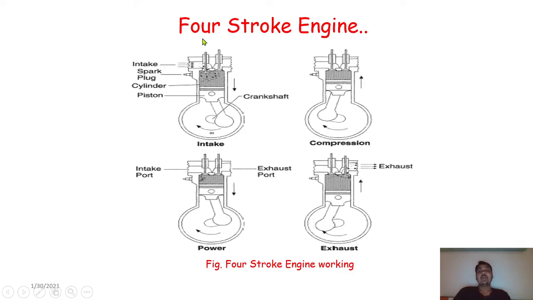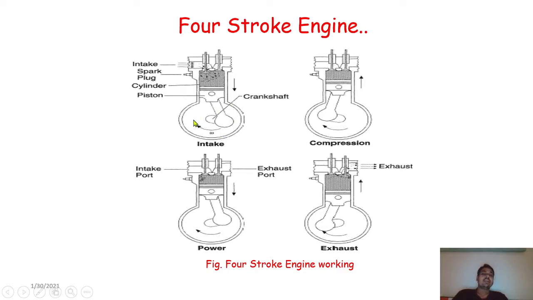So today we are going to discuss the working of the 4-stroke SI and CI engine. With the help of these 4 diagrams, we are going to discuss the working of the 4-stroke engine. Always remember, in the case of a 4-stroke engine, there are 2 revolutions of the crankshaft. So what do we mean by the 2 revolutions of the crankshaft?